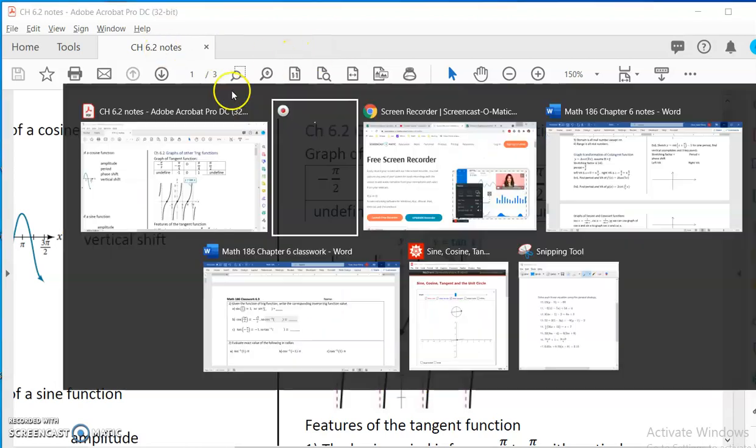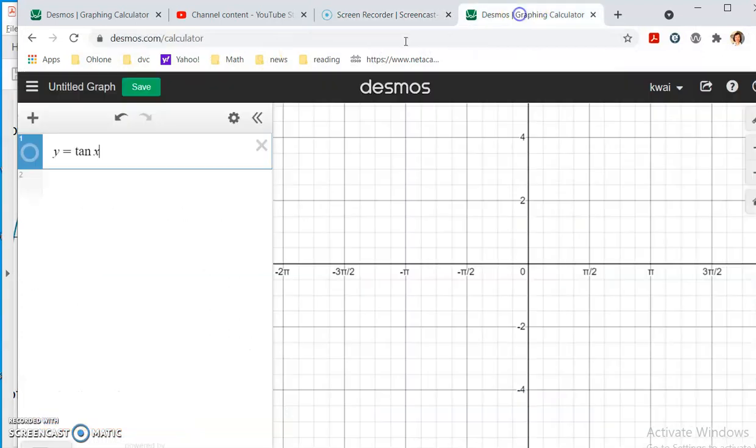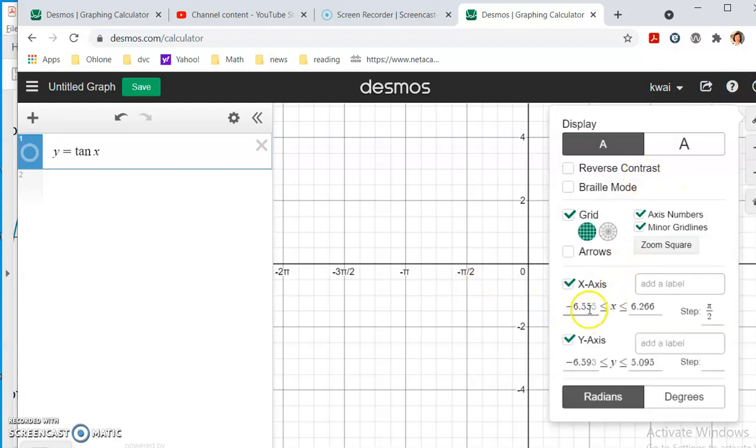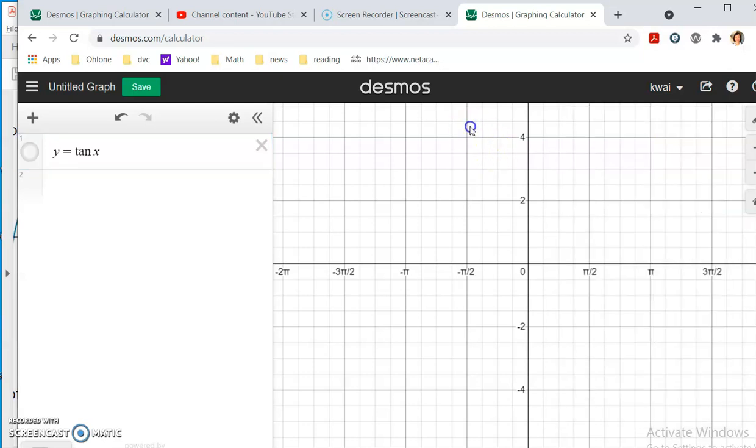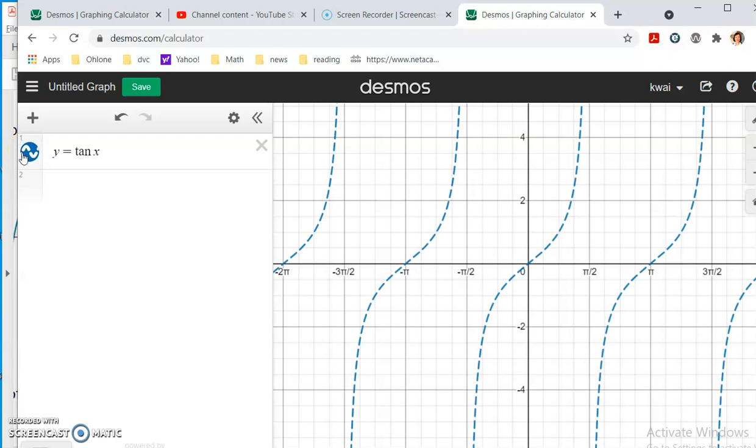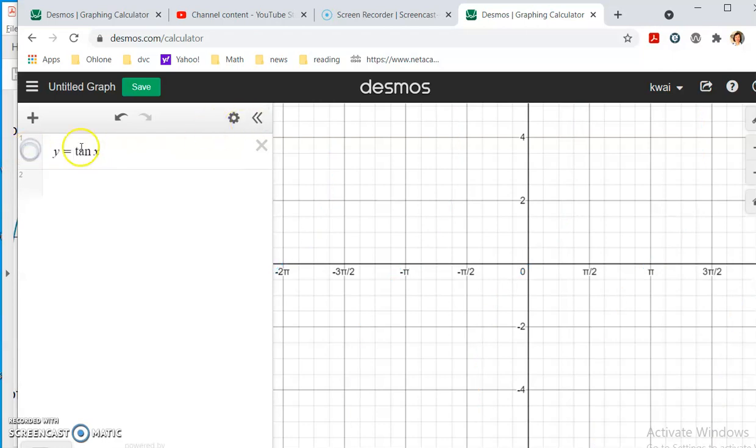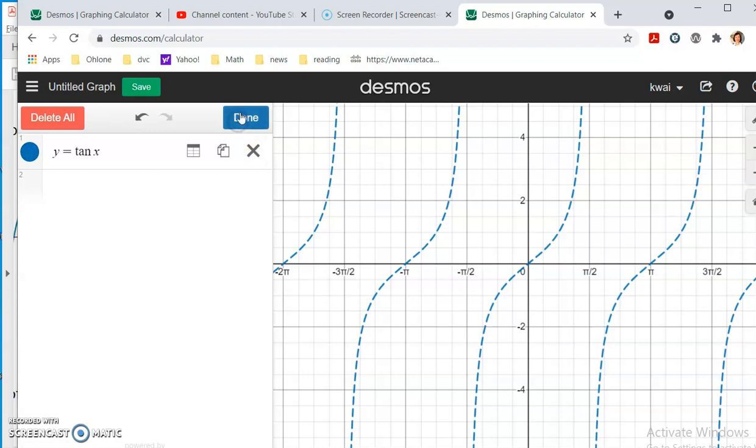We can look at Desmos to graph it. I changed the settings, so the x-axis has steps of pi over 2. And also we would graph tangent x. Oh, okay. I should change it back to not dotted. I was trying to show it like that. Change back to solid. Okay. So this is the tangent function.